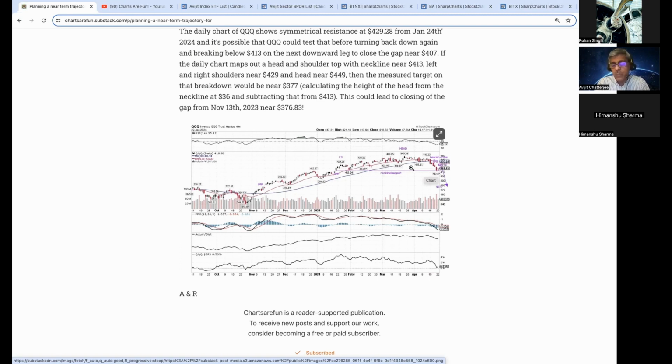What is the measurement? Well, the measurement of a head and shoulders, when you have a left shoulder here, a head, and potentially this right shoulder, is to take the neckline at 413, take the head at 449. That's 36 points. Subtract 36 from 413, and that gives you a target near 377. What's interesting is there are gaps in the QQQ chart. There's a gap here that I highlighted near 407, and then there's a gap here near 376. So if we do get a drop, and that's what we say, a potential target near 377, that would mean, if you think about it, from 449 to 377, that's almost a 72-point drop.